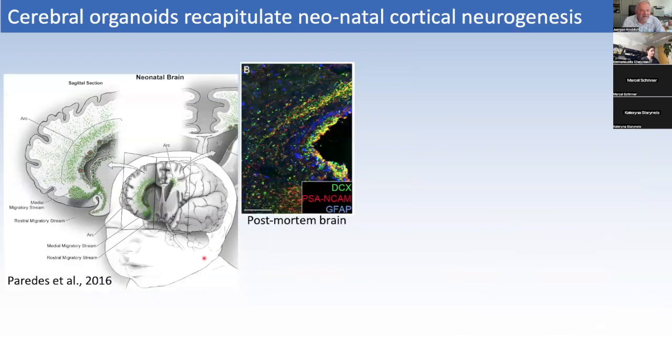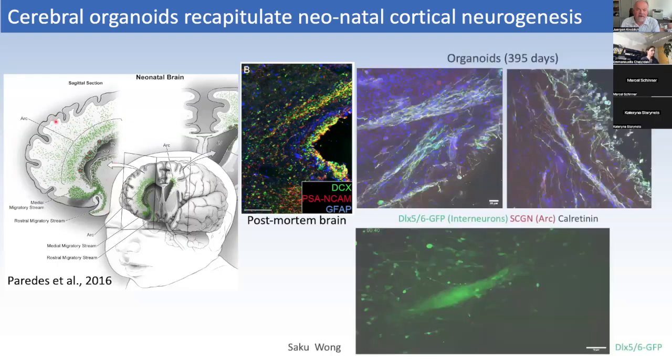For that, I just need to give you a little bit of background. Work from the lab of Arturo Alvarez-Buylla has shown that in the human brain, after birth, there's a massive migration of interneurons into the cortex. I showed you before that interneuron migration is important for brain development. But in mice, it is finished at some point during brain development, and interneurons only migrate into the olfactory bulb, but not the cortex. But in humans, there's a massive cortical interneuron migration.